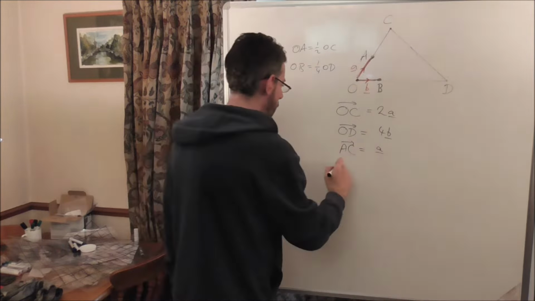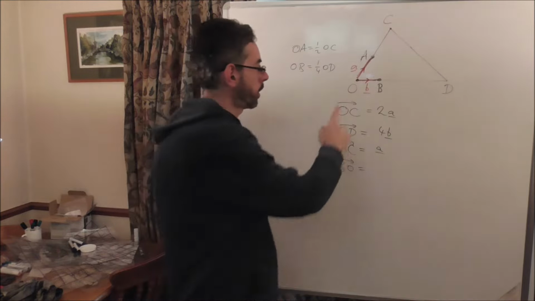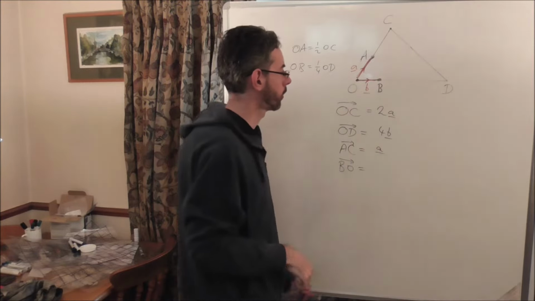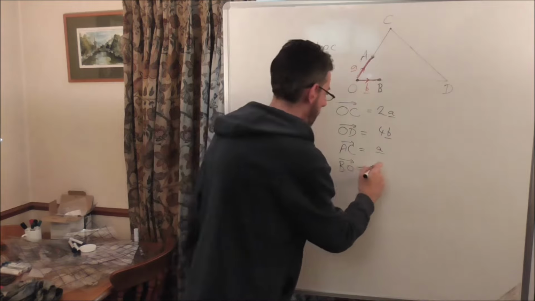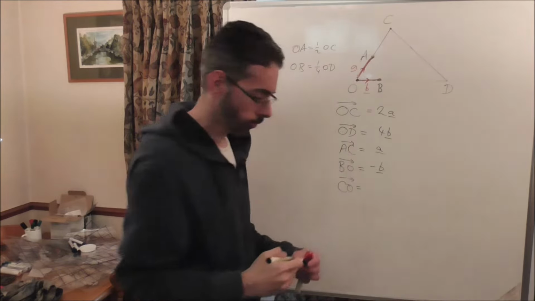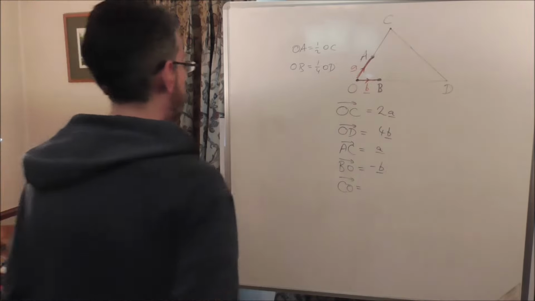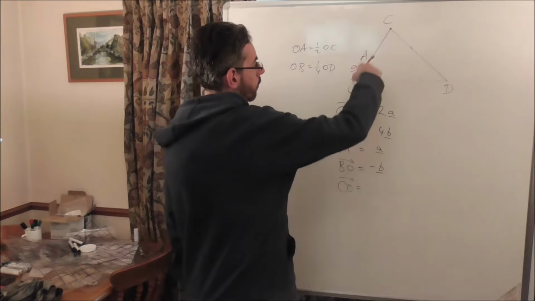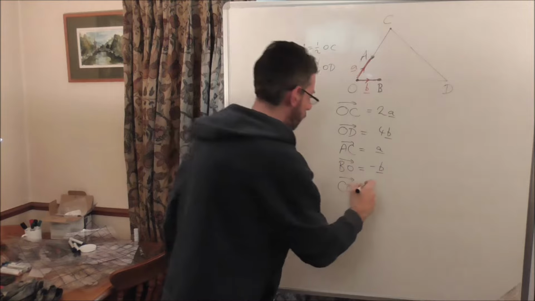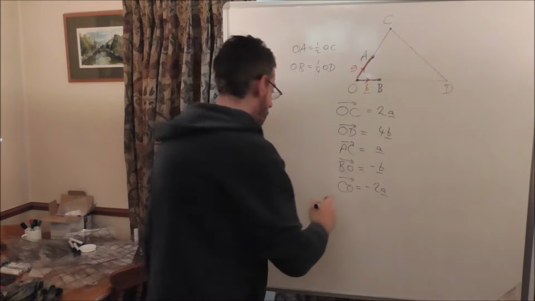What about B to O? Well, O to B is little b, and B to O is the reverse, the opposite journey, so it's minus b. What about C to O? What's that in terms of little a or little b? Well, we've done O to C already. O to C was 2a, so C to O, just the opposite direction, is minus 2a. What about A to B?